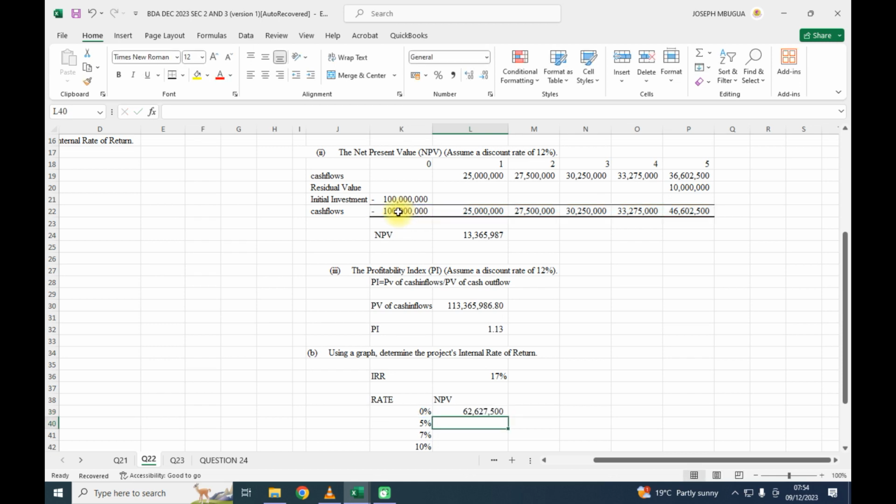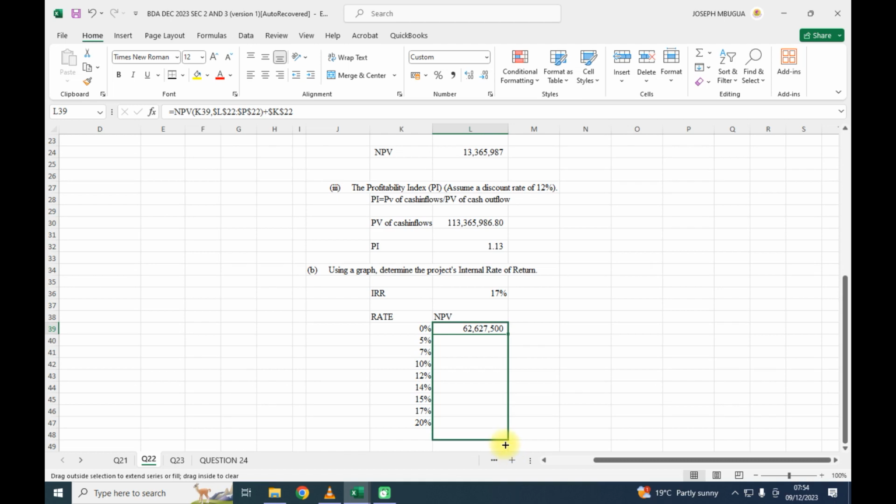And you'll find that at 0 our NPV will be 62. I'll drag that way. Yeah, that way. And you'll find that in this case that will be our NPVs, and you can find at 12 that we had as our discounting rate, 13,365. Already we have that, 987.